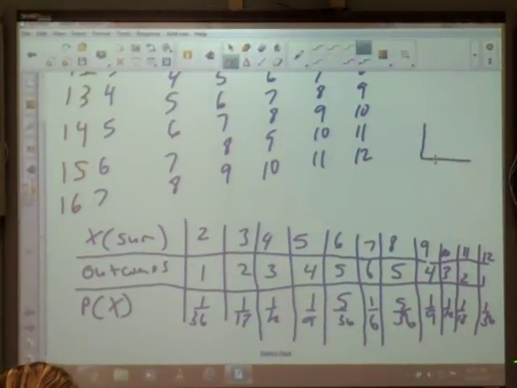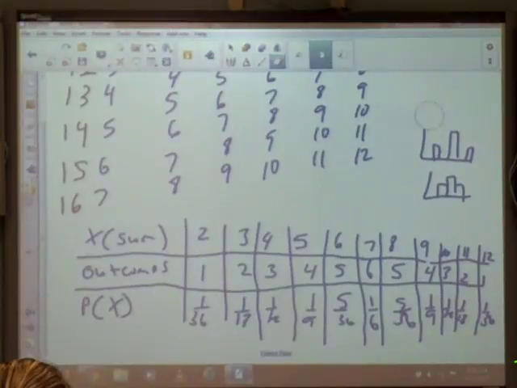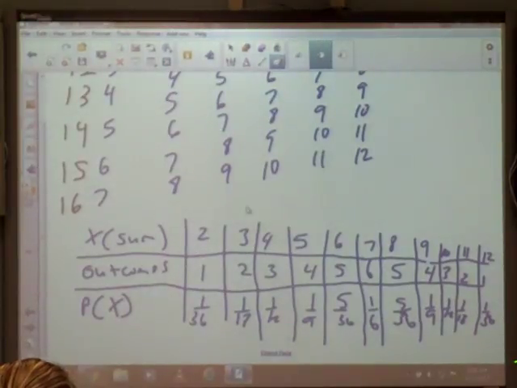If I'm looking here, this would be a bar graph. When the bars connect, that makes it a histogram. And why is that significant? I have no idea. So, all right, we're going to put this on a histogram. Our sums are our x's, and our probabilities are our y's.